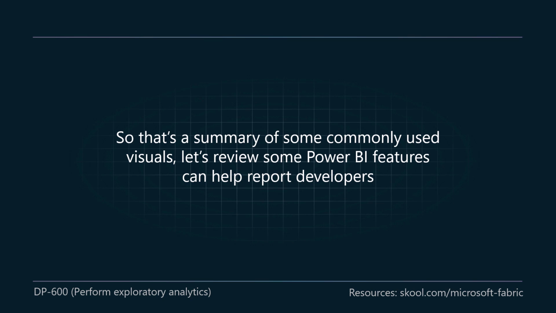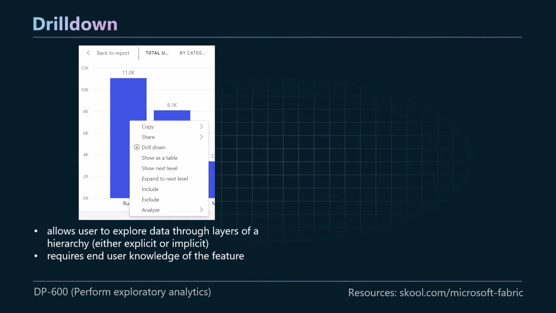Now let's look at some Power BI features that can help us as report developers to go an extra layer in our analysis to help with maybe some of the diagnostic elements or the predictive elements that we're looking for in this part of the study guide. Starting off with the drill down functionality. So drill down basically allows your user to explore your data through layers of a hierarchy.